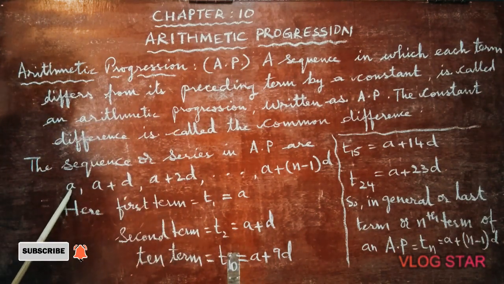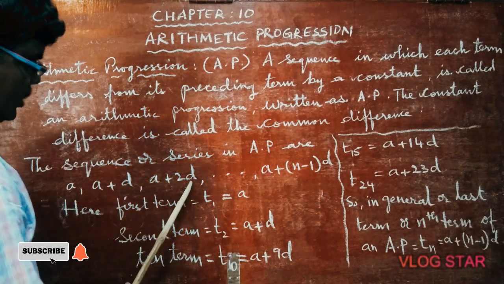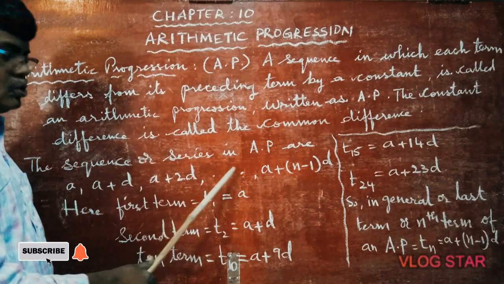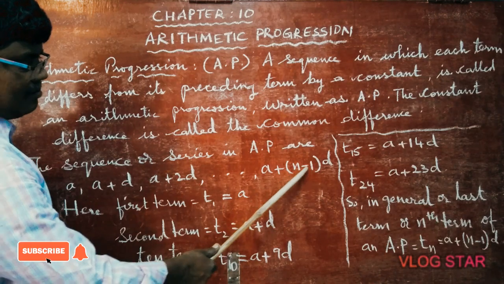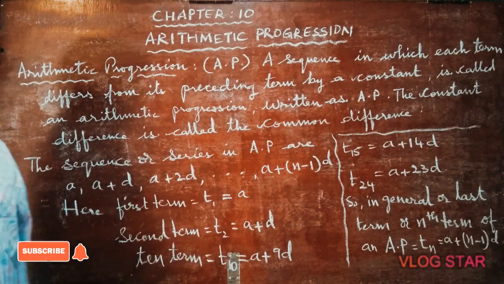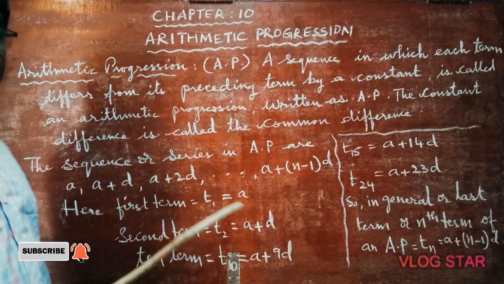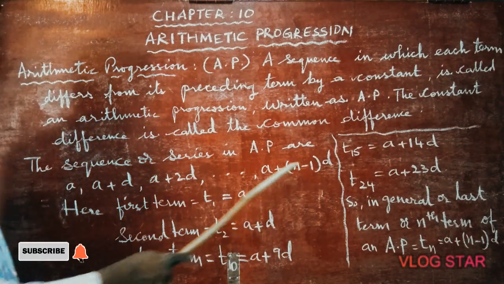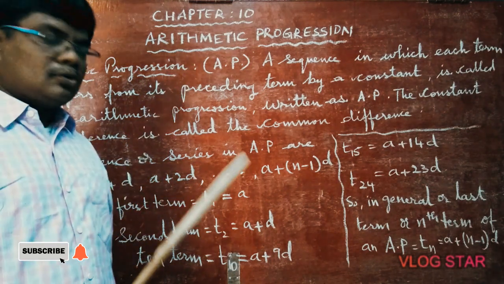Here the sequence in arithmetic progression lies like this: A, A plus D, A plus 2D, A plus 3D, and so on like that. The last one will be A plus (n minus 1) into D. This is called sequence, or this is known as series, or these are the numbers. While doing problems, you will understand still more.